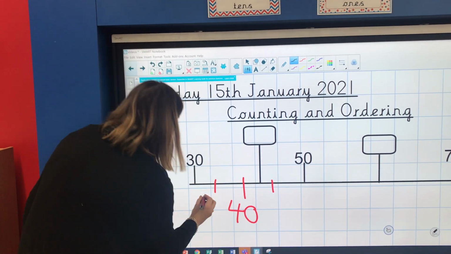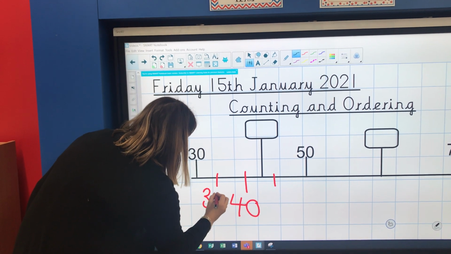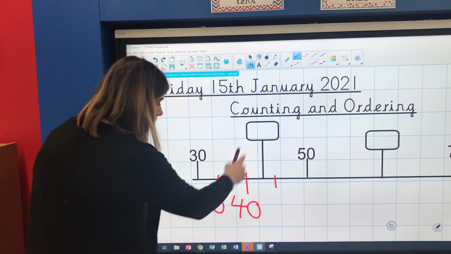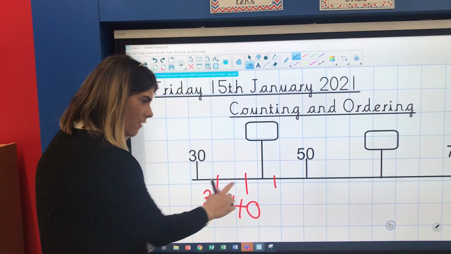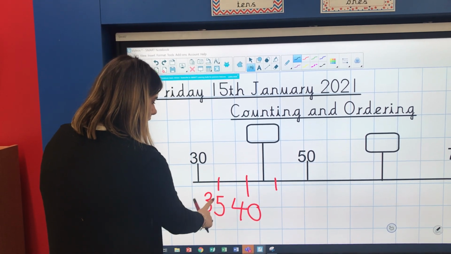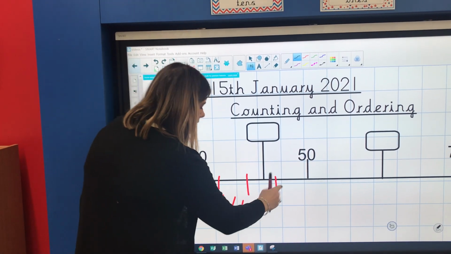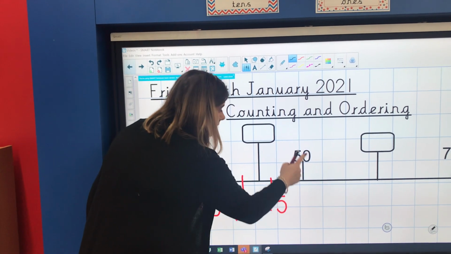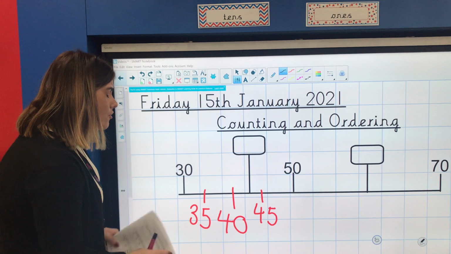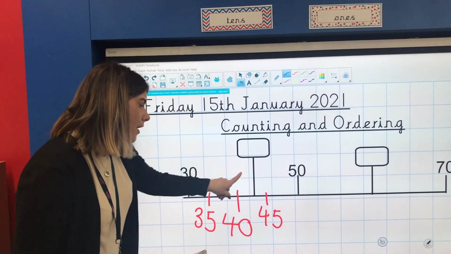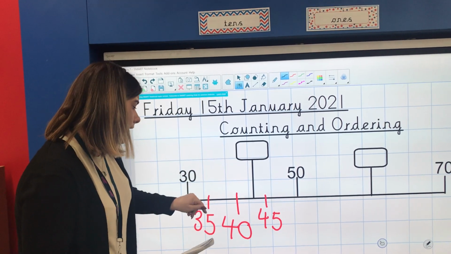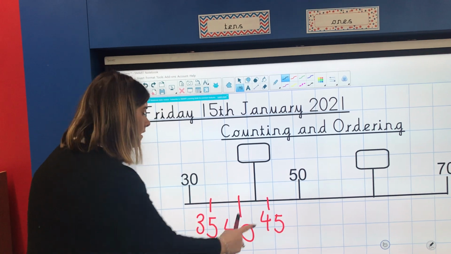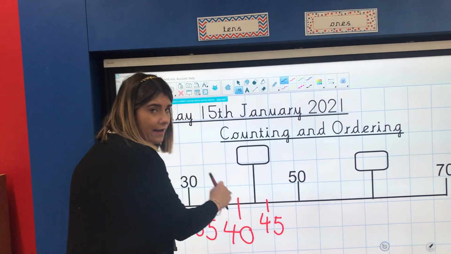So I have 30, 35, 40, and you work out what would go here. 30, 35, 40, 45, and then 50. So with your grown-up, I want you to try and work out what number you think this is here. Now we know it's going to be more than 40, but smaller than 45.